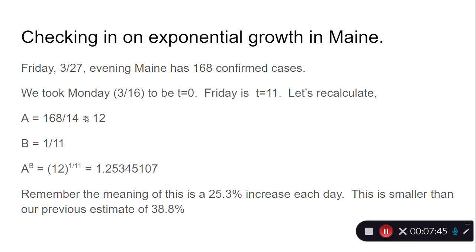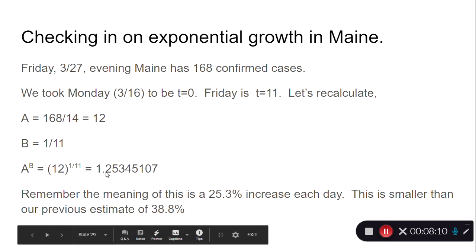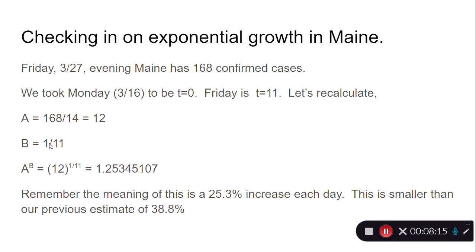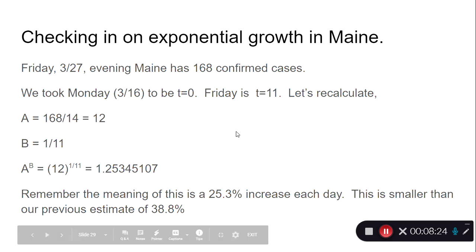So revising things, right? Friday 327, 168, and then Monday the 16th, T was 0, so Friday is 11 days later. So if we go through the process of calculating that growth factor, just using 2 points. So this is, again, a poor estimate, but it's an estimate. We end up with this growth factor. So again, we calculate the cases now, the cases then, 1 over how many days, and then we take that as an exponent. 1.253, 25.3% increase each day.